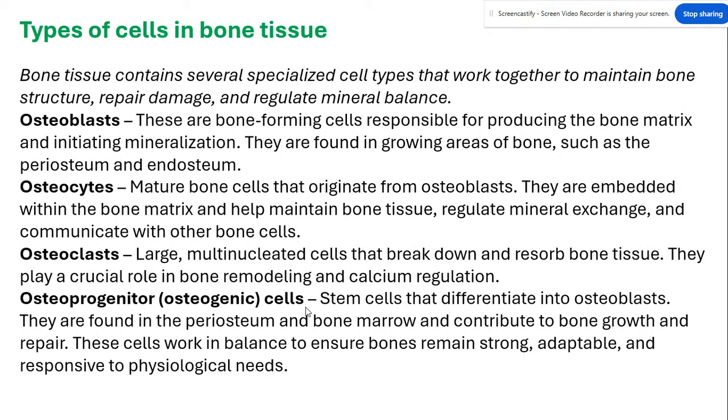Osteoprogenitor cells, osteogenic cells, are found in the periosteum, a very important part of storage of nutrients, and in bone marrow. They contribute to bone growth and repair. These cells work in balance to ensure bones remain strong, adaptable, and responsive to physiological needs. Why? Because they are repairing it and also building it, so they are responding to physiological needs.